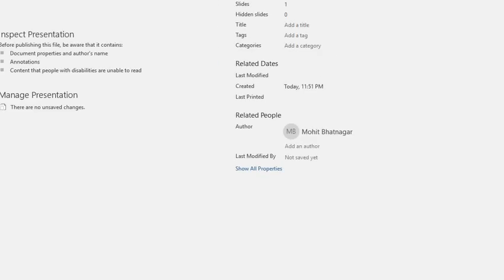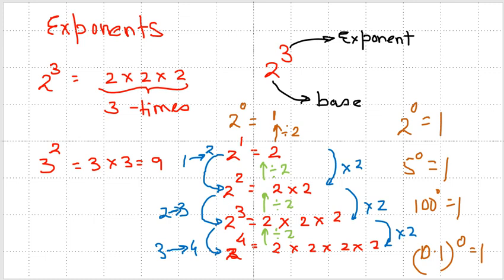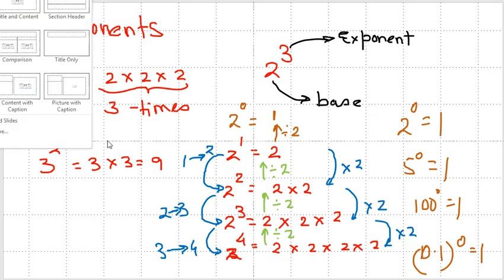All right. Now let's talk about one more thing. Let's see. I need to insert a slide. How do I insert a slide in this? All right, got a new slide. Okay.